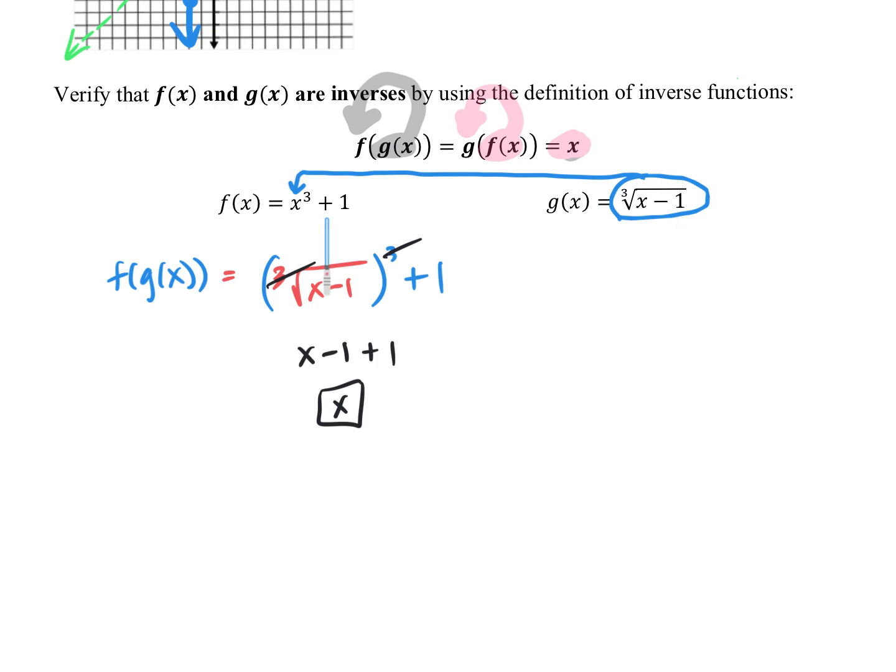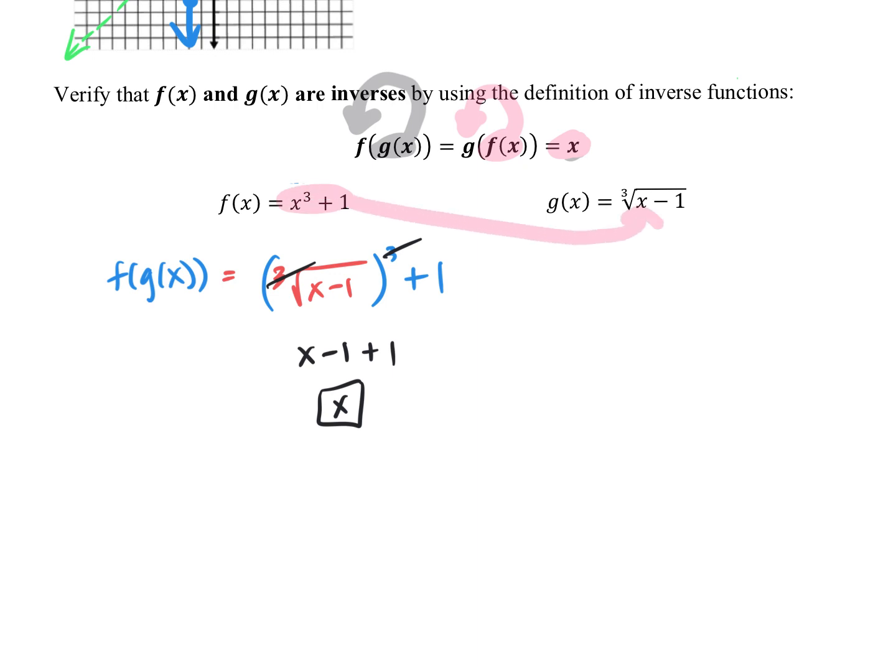Just proving it one direction does not completely prove it. We could get an x here and not an x there. Therefore, they might not be inverses. We got to do it both ways. So let's go do g of f of x, which means I got to go plug in f into g. Let's go plug in f into g.